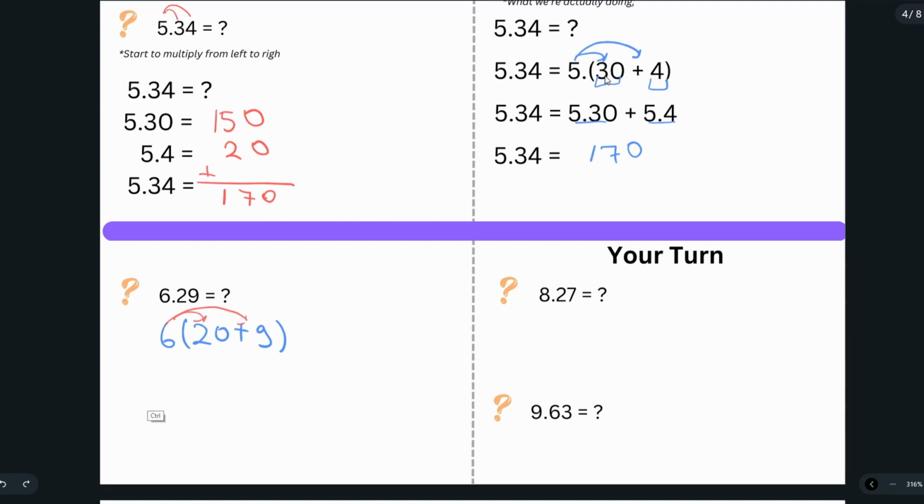6 times 20. 6 times 2 is 12 and then add the 0. 6 times 9 is 54. And now we're just going to add them. 0 plus 4 is 4. 5 plus 2 is 7. And then we add the 1. 174.